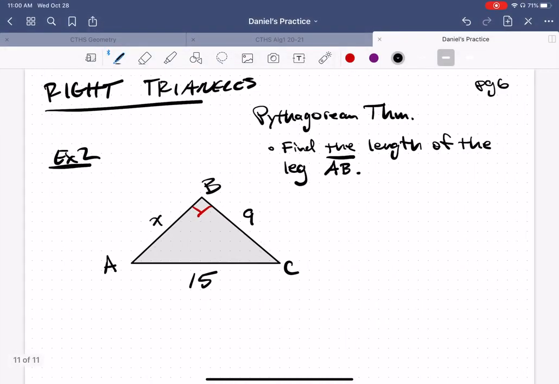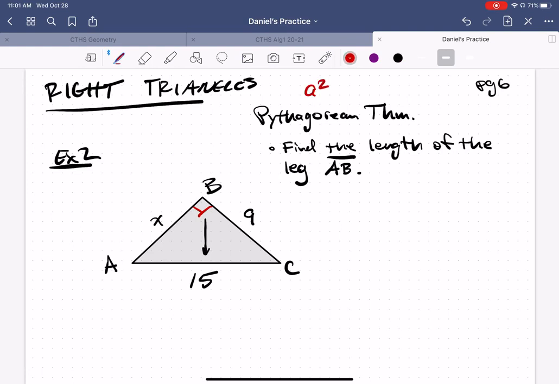Last example. Now we're given the hypotenuse, which is across from the right angle. We are going to use a squared plus b squared equals c squared again to find our missing leg. Okay, so we want the length of AB. We don't know what it is. So I'm going to take a squared. Let's just say x is my a squared. I'm going to add it to b squared, which is 9, and that should equal c squared, which is 15. C is always my hypotenuse.